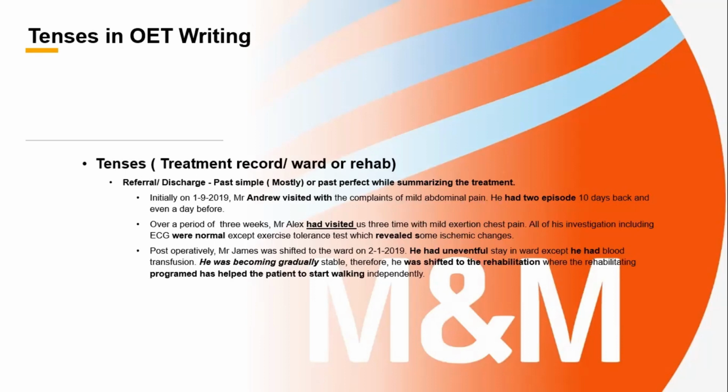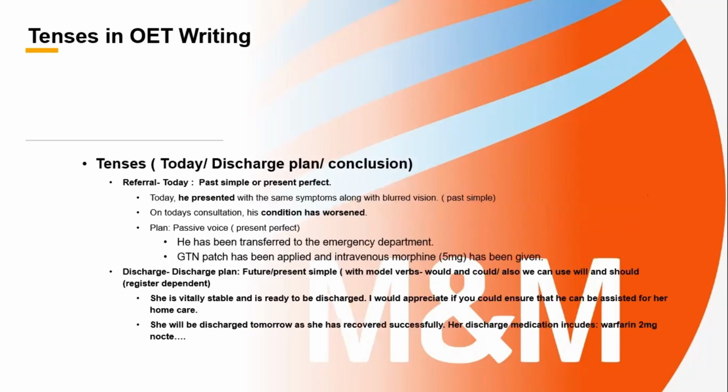As we mentioned, when we have to use comparison, we can use this format, right? Anyhow, this is followed by the discharge letter or referral letter. In a referral letter, we can use the past simple or maybe present perfect tense, and in a discharge letter we can mostly use the future tense with a modal verb, right?